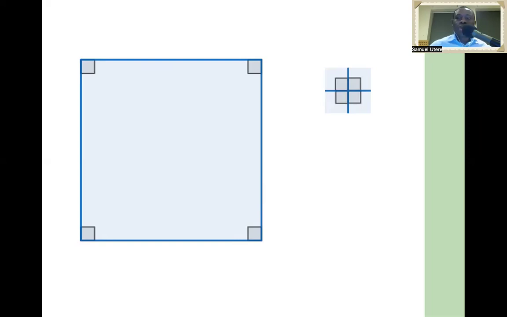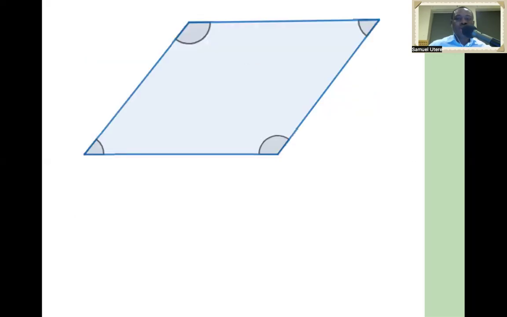Well, if we investigate the amount of turn all those angles put together would take, we would see that it is 360 degrees. So let's investigate that again. 360 degrees. So 4 lots of 90 degrees is equal to 360 degrees. So we can confidently say that in this quadrilateral, which is a square, we have 4 lots of 90 degrees, which is 360 degrees. What about this one?